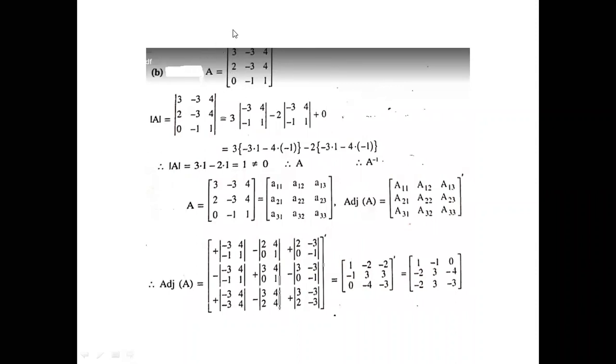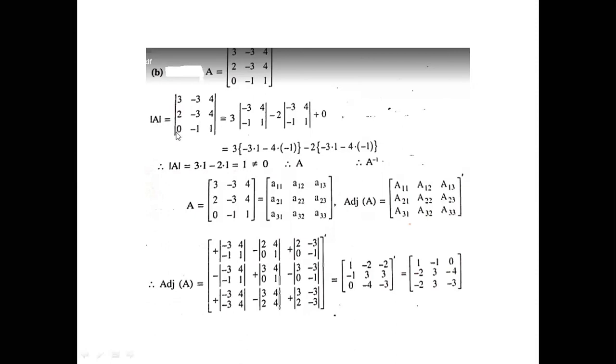Now there is another matrix. It is a 3 by 3 matrix, and we have to find out the adjoint of A of this matrix and the inverse of this matrix. Before that, whether there is an inverse or not, we have to calculate the determinant of A. If the determinant of A is 0, A inverse does not exist. If the determinant of A is not equal to 0, then A inverse will exist.